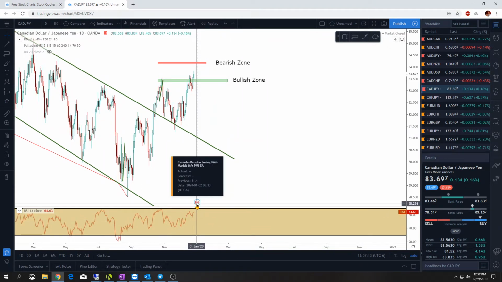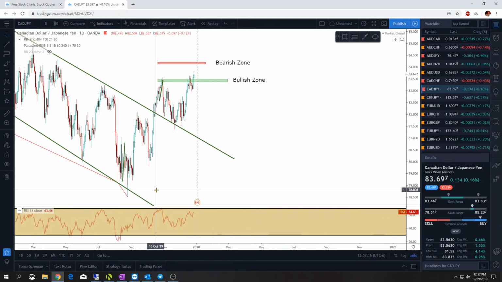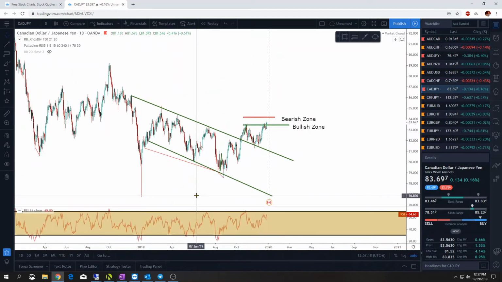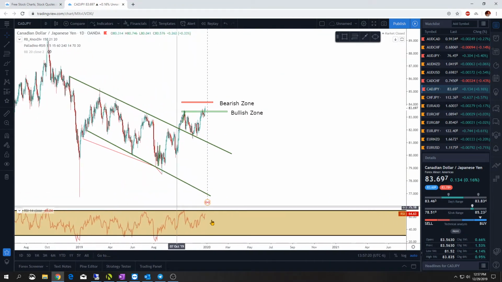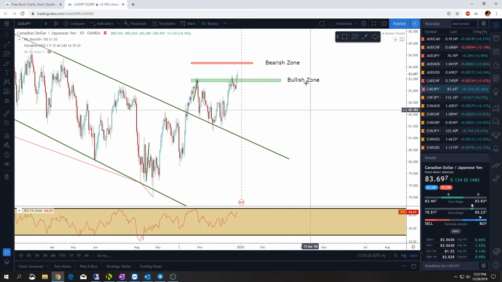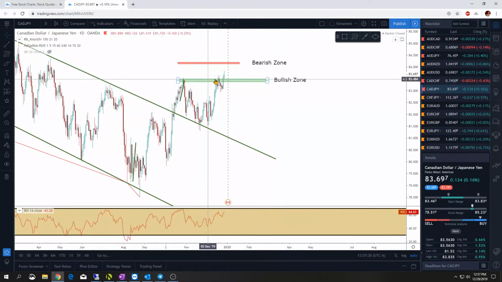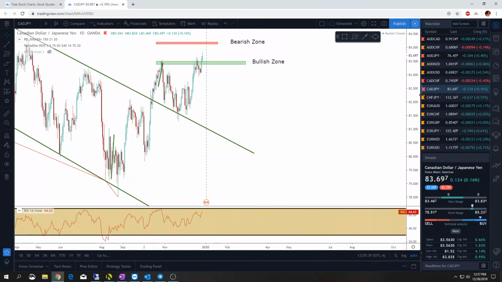Fundamentally, we only have one thing coming out, a PMI for Canadian dollar this week. So again, it's really tough, but this is where I have my zones. And some of you that really just want to trade this pair this week, you might want to get bullish if price comes back down here, or is this a false breakout and you get another drop down to this area? I'm not going to leave this one red.